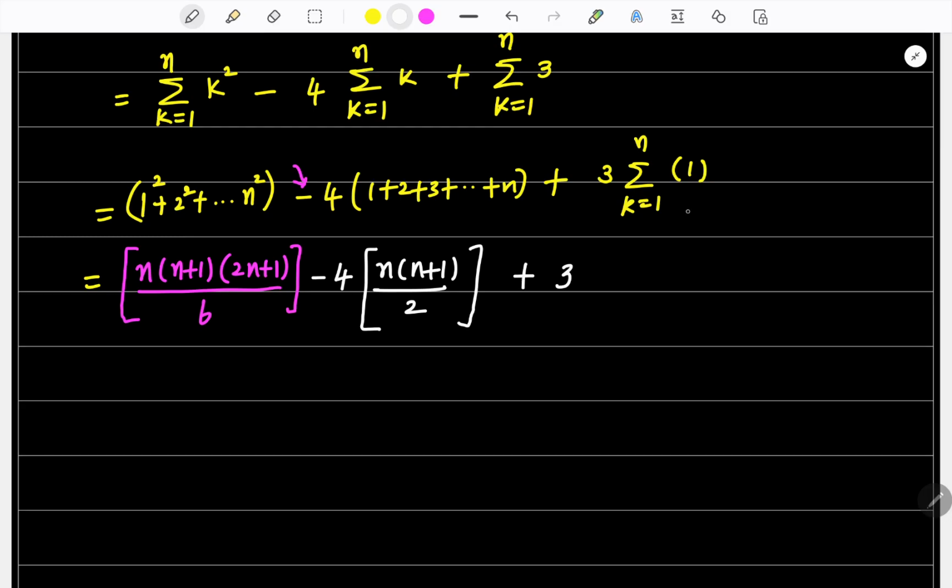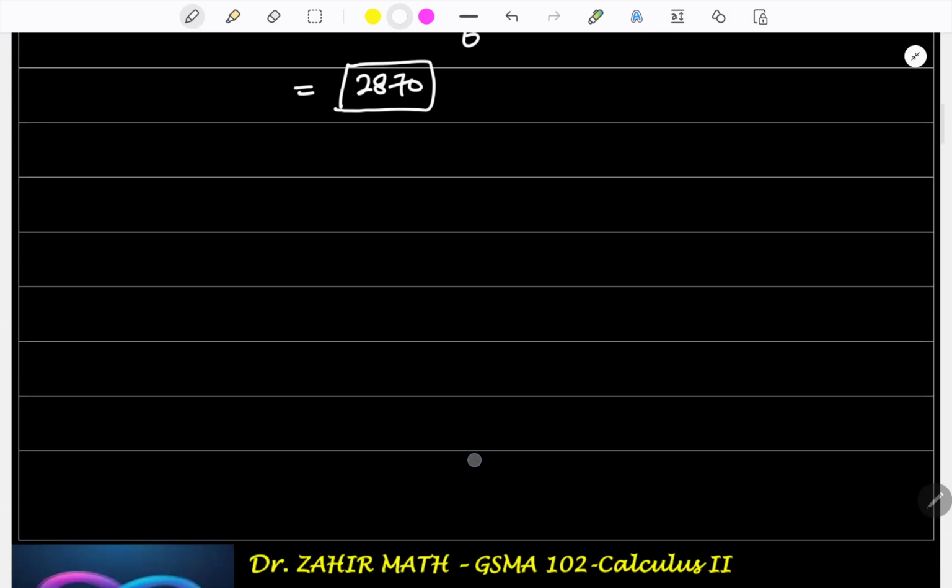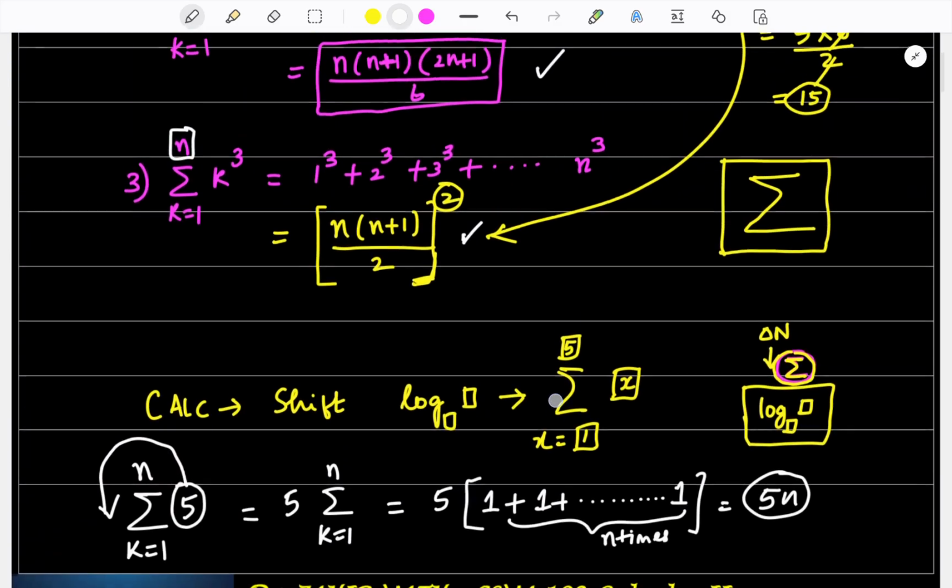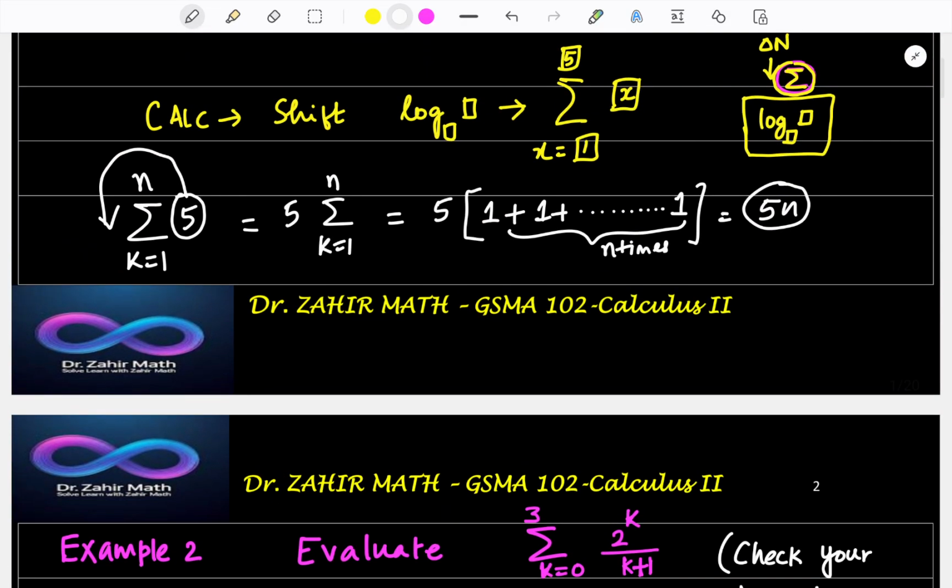this sigma goes what? 1, 1, 1, 1, 1, 1. How many times does it go? n times it goes. So what is the answer? Which is n. So 3n. This example I gave you while I was teaching the rule. I told you this formula. Just keep it in your mind. This is the formula I told you, so just keep it in mind.